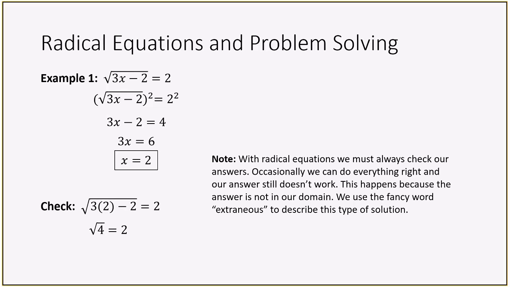We do that by plugging in: 3 times 2 is equal to 6, minus 2 gets me 4, square root of 4 is 2. So I see that both sides of the equation are equal to each other. Notice how in the checking step, I'm not going to be moving things to other sides of the equation. I'm just simplifying each side to see if those are equal to each other. In this case, they are.